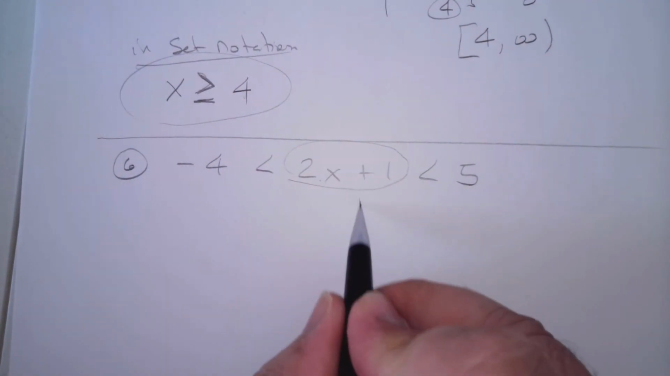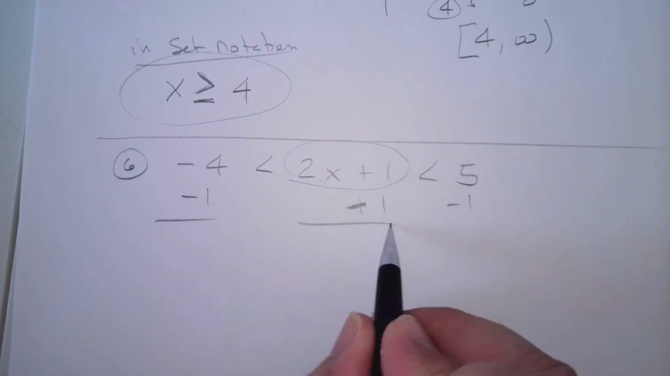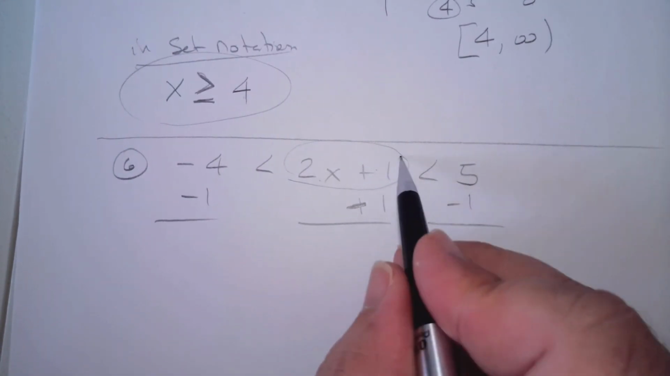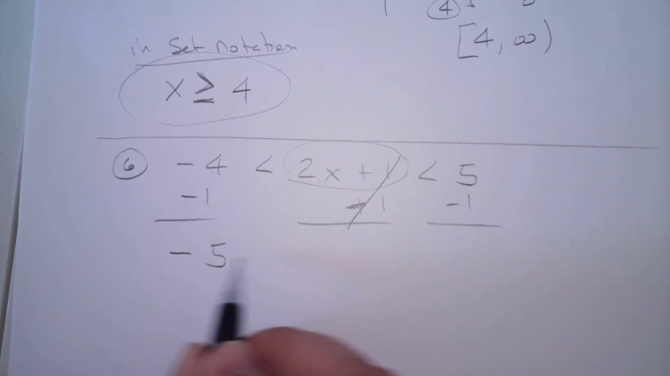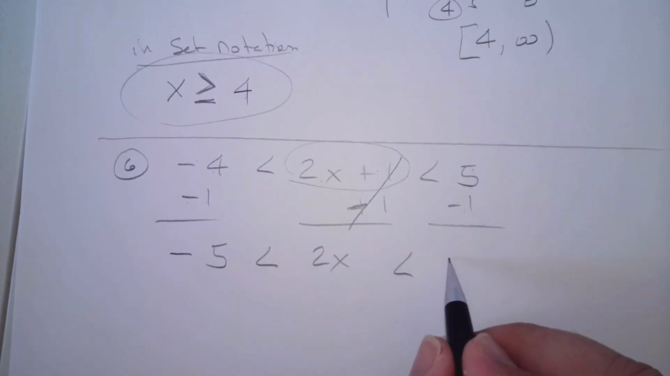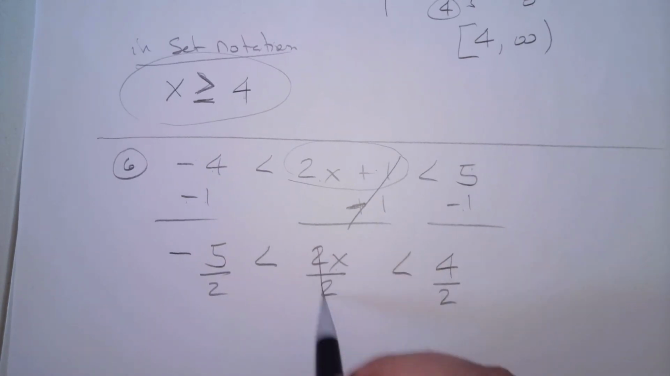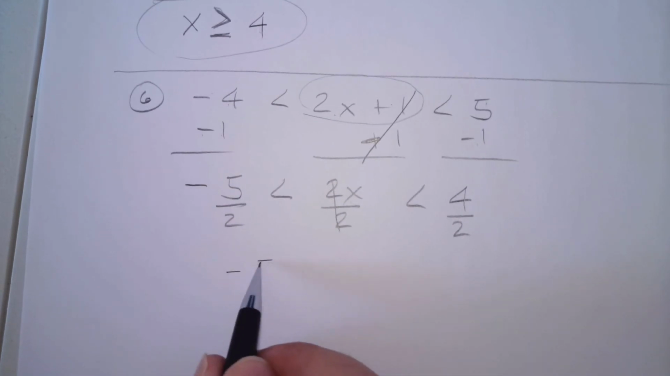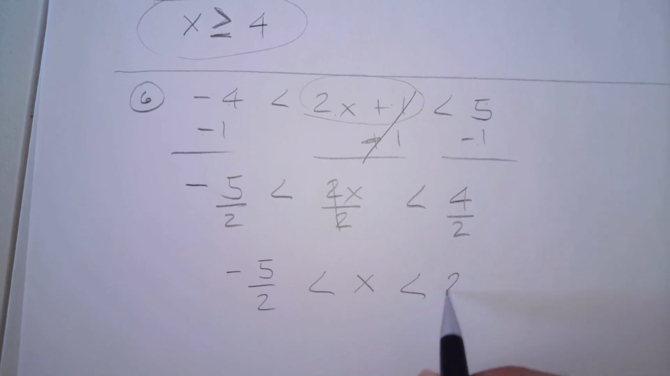So we have to get x by itself, so we subtract 1 from everybody. 1 minus 1 cancels. Both negatives: negative 4 minus 1 is negative 5. Less than 2x. 5 minus 1 is 4. Try to get x by itself, so I divide by 2. Those cancel. Negative 5 over 2 is less than x. 4 divided by 2 is 2.